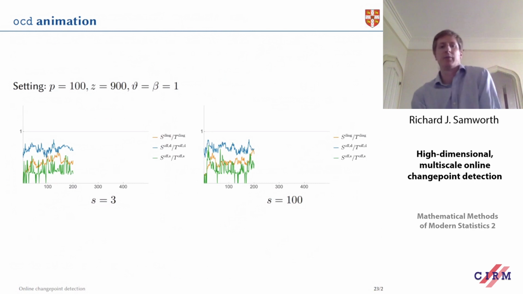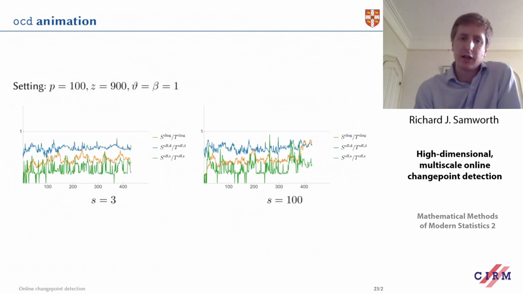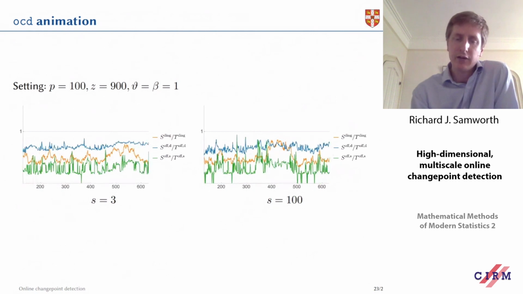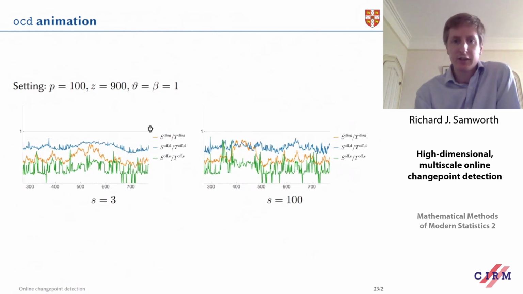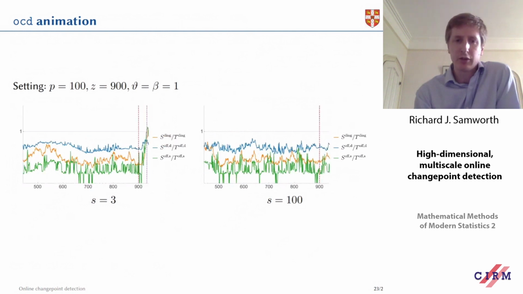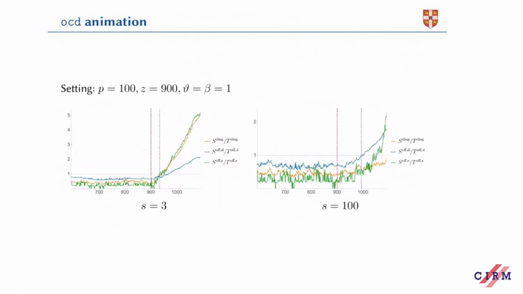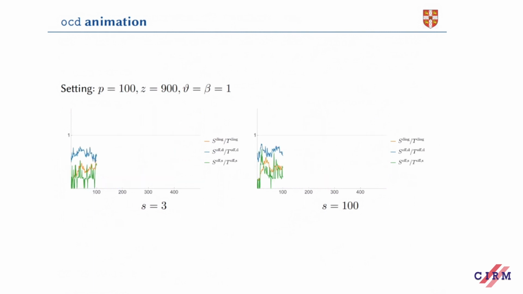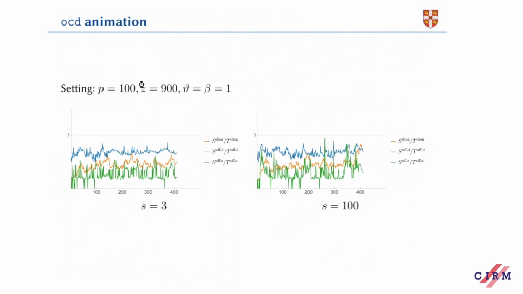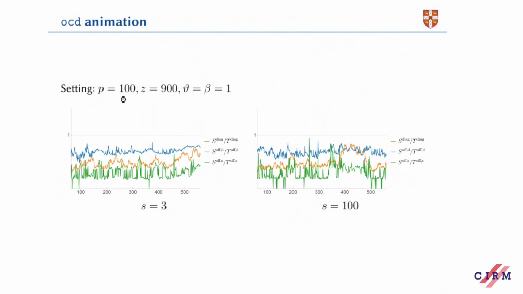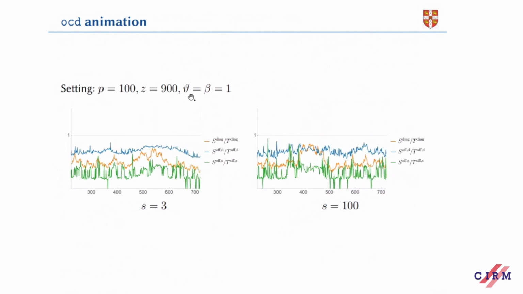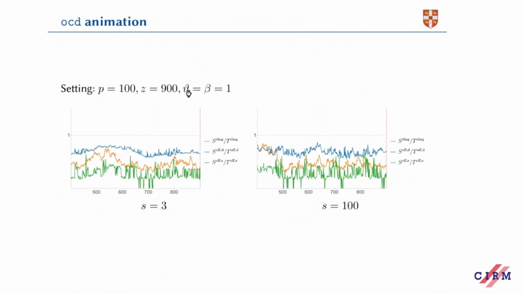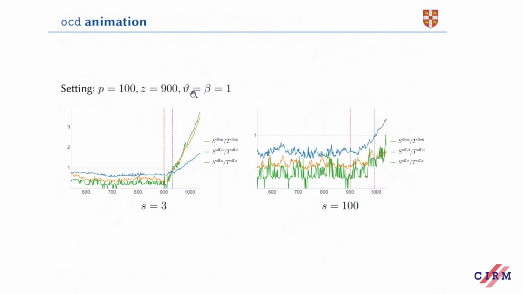So here's an animation to illustrate the OCD algorithm. What we have here, we're tracking the three test statistics, but we're normalizing them by their thresholds. And what that means is that we're going to be declaring a change as soon as the first one of these statistics exceeds the level 1. And in this simulation, the change point actually is going to occur at time 900, and we're in 100 dimensions, and we've correctly specified the beta to be equal to the magnitude of the signal change.